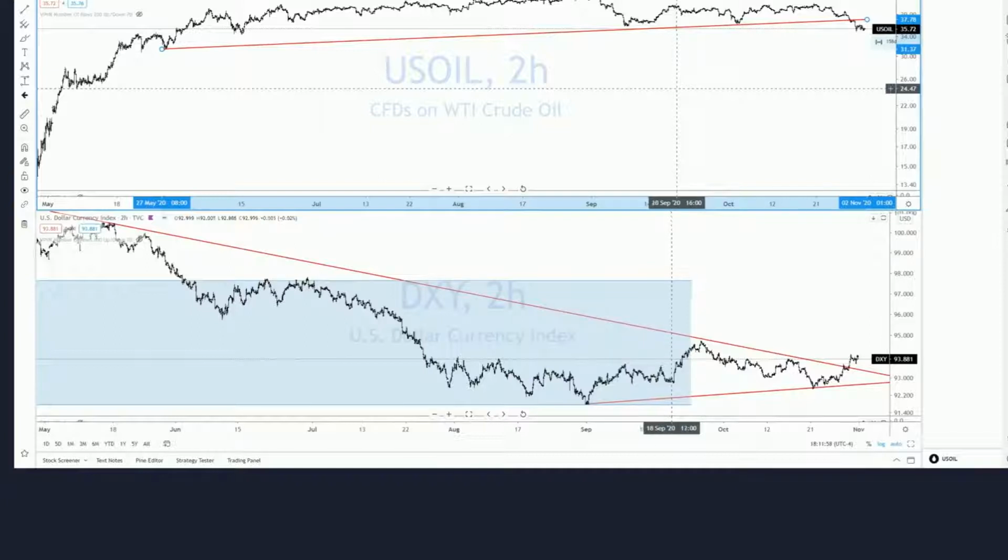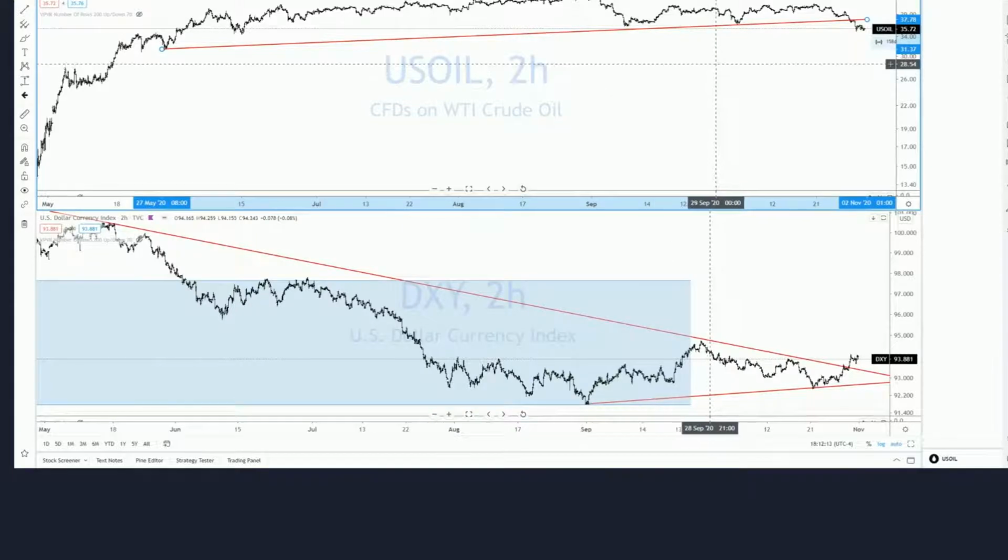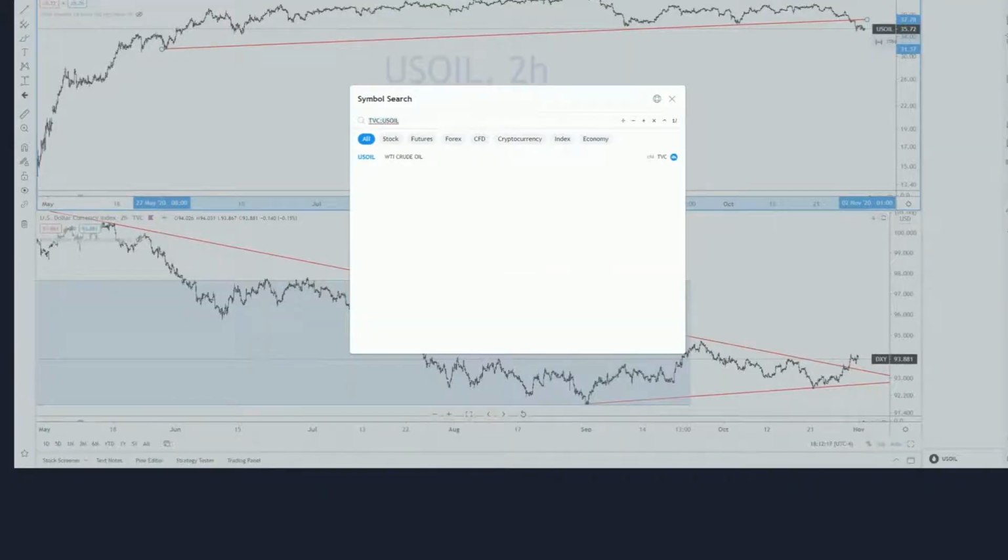So is it because the economy of the U.S. is doing so good and the dollar is so strong that oil is going down? No. Lack of demand. Lack of demand. Right. So let's go back to gold again.